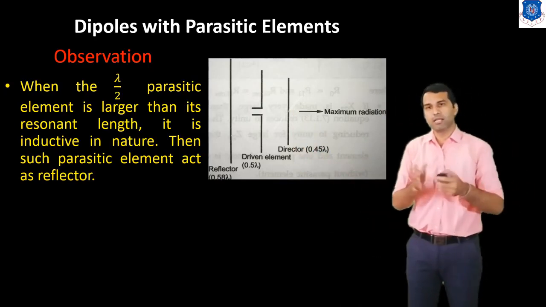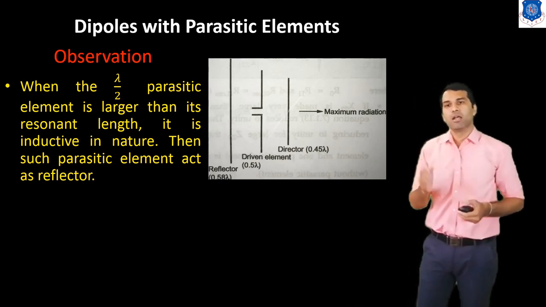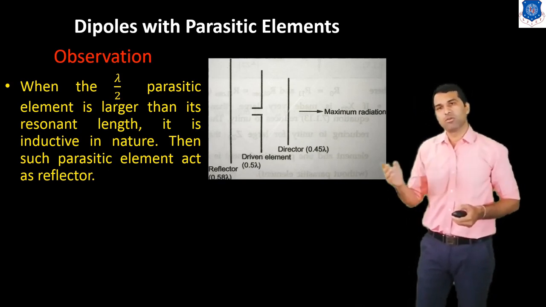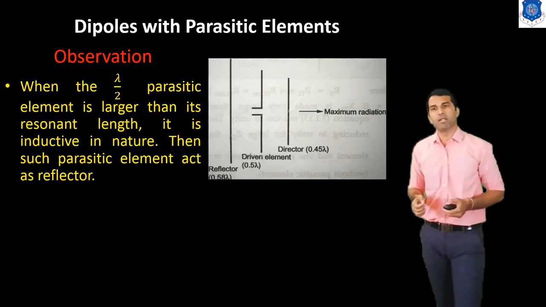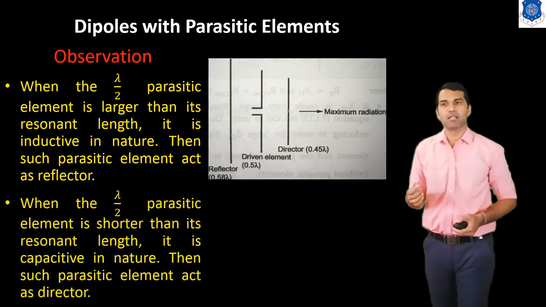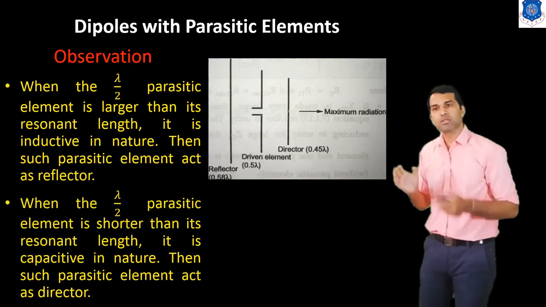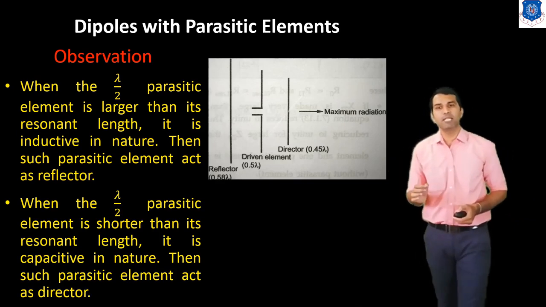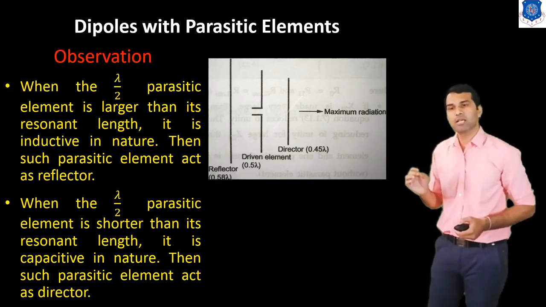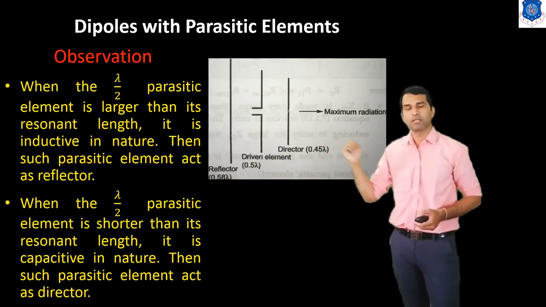It is greater, that means the dimension of that element is greater than the driven element. So that's why it behaves like an inductive element. So it is a reflector. When the lambda by 2 parasitic element is shorter than its resonant length, it is capacitive in nature. Then such a parasitic element acts as a director. So this is the director.